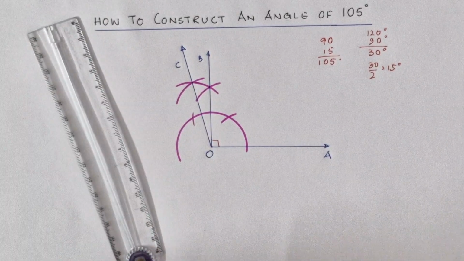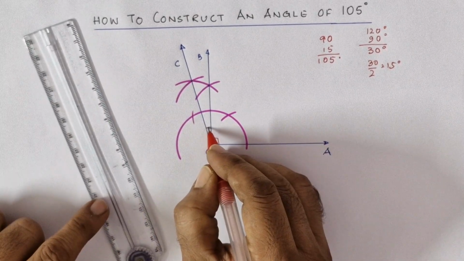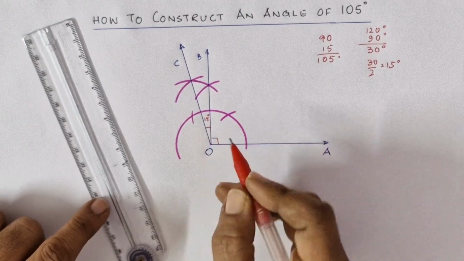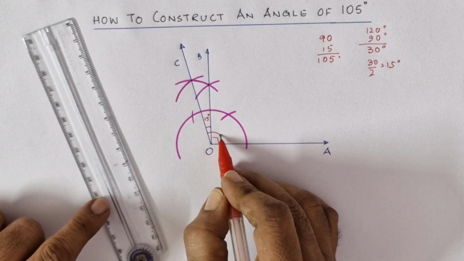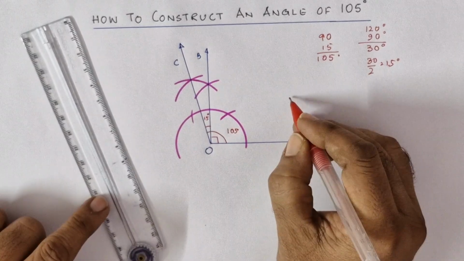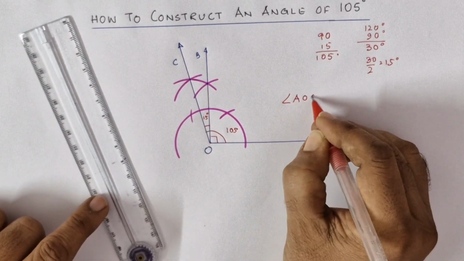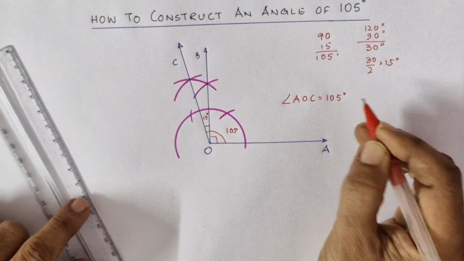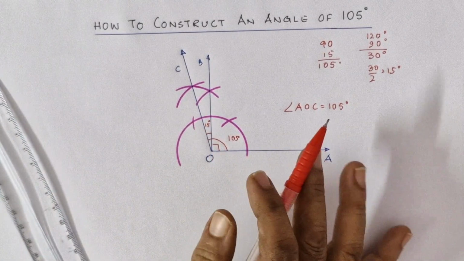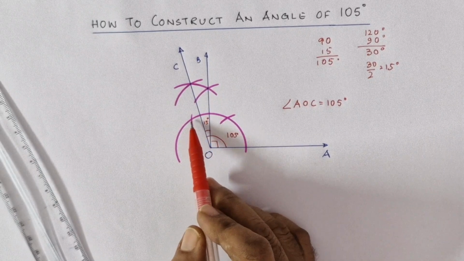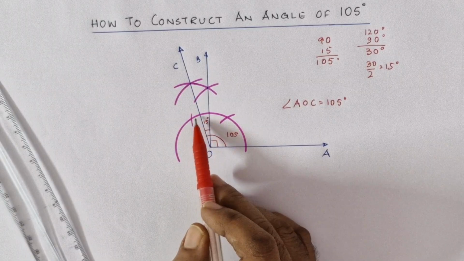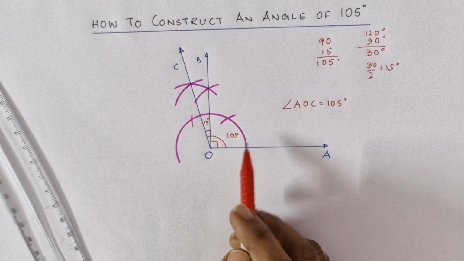Now what do you have here? This is 90 and I have bisected this 30 degree, so I have got 15 degree. So what is the total angle? 90 plus 15 is 105 degree. So we have angle AOC to be 105 degree. So very simple. What is the process? First of all, draw a 90 degree as usual. In the section where you have 120 degree and 90 degree, bisect that, you will get 15. So 90 plus 15 is 105 degree.